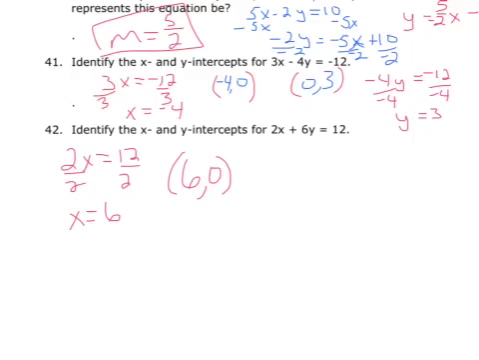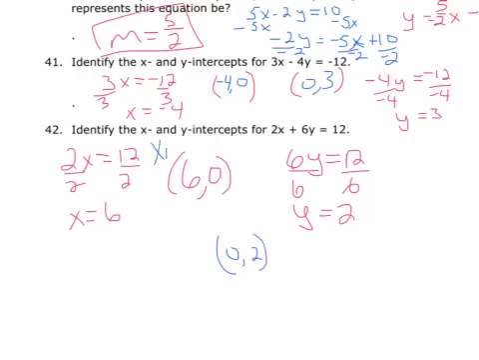And then we're going to do the opposite to find the y-intercept. We're going to substitute 0 in for x, so we're making it nothing, so 2 times 0 is 0. So we're only left with this piece. 6y equals 12, divide by 6, and y is equal to 2. So for the y-intercept, we're going to end up with 0, 2. So this was the x-intercept, this is your y-intercept.